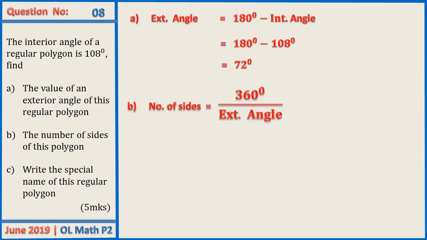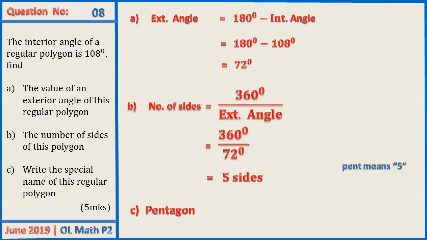B. Find the number of sides. The number of sides is given by 360 degrees divided by the exterior angle. And the exterior angle here is 72. That gives us 5 sides. And C. The special name for this regular polygon is a pentagon. You can think of the Pentagon building. A pentagon is a figure with 5 sides, a regular one in this case. So this is 5 marks.